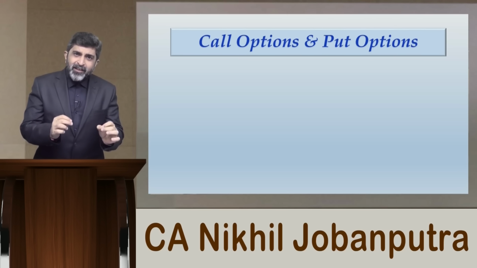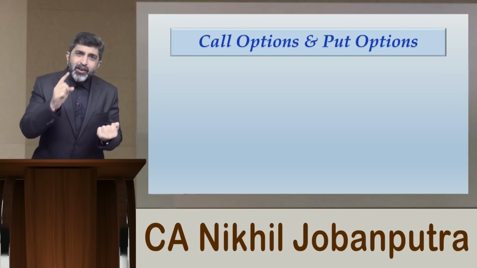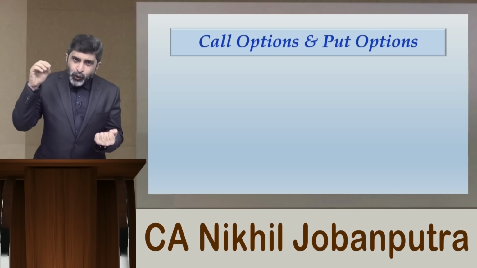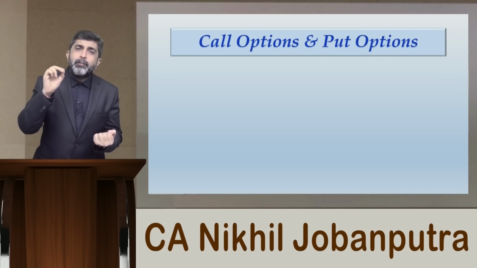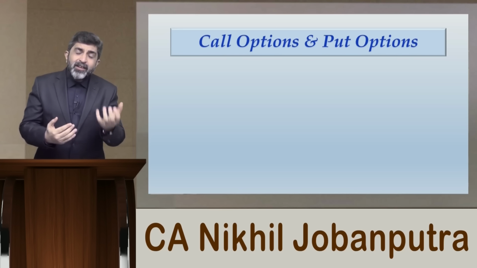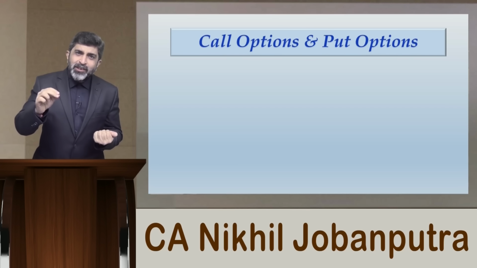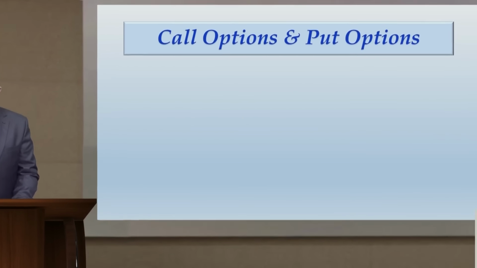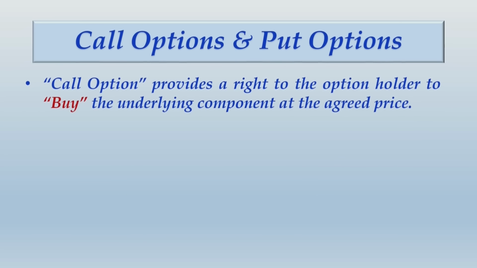So if it is a right to buy that the option holder has, it is considered to be a call option, and if it is a right to sell, it is known as a put option. In other words, a call option conveys the right to buy and a put option conveys the right to sell. So let us write this simple thing as well and then we move ahead.